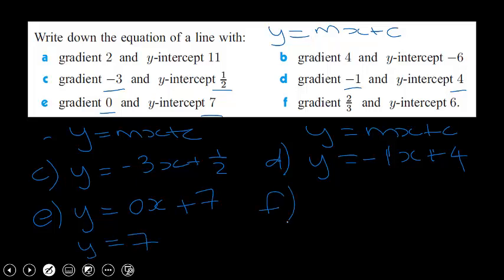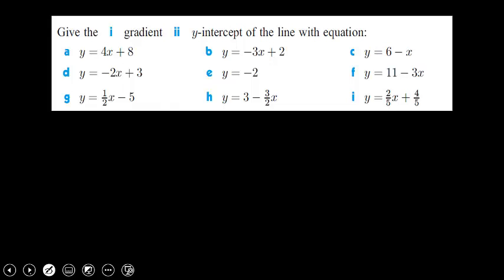And for F, y equals 2 over 3x plus 6. So that one's fairly easy. They give you m, they give you c, you substitute them into the equation y equals mx plus c. If I give you an equation, can you give me the gradient and the y-intercept of the equation? That is the question in this instance.